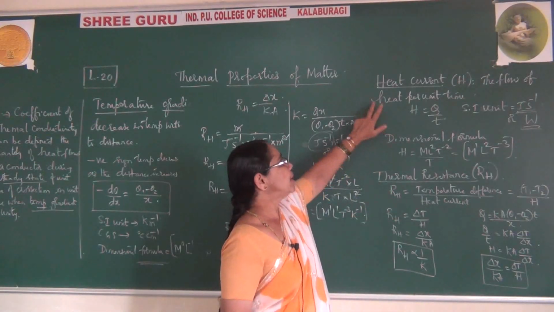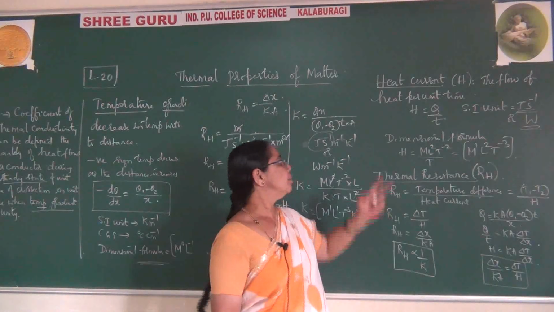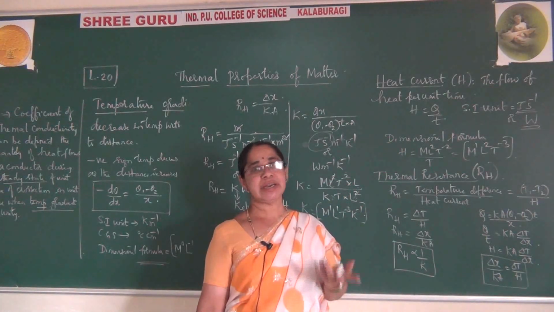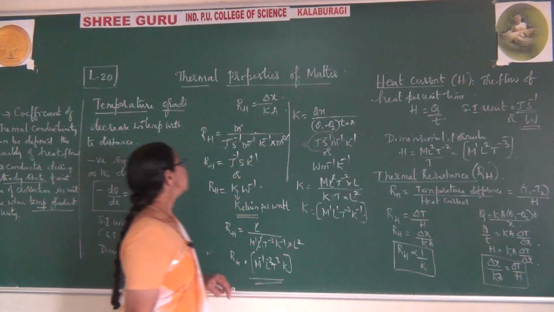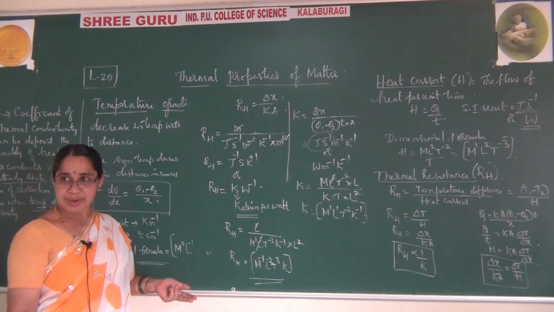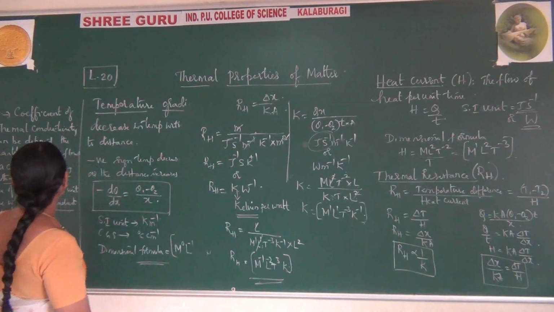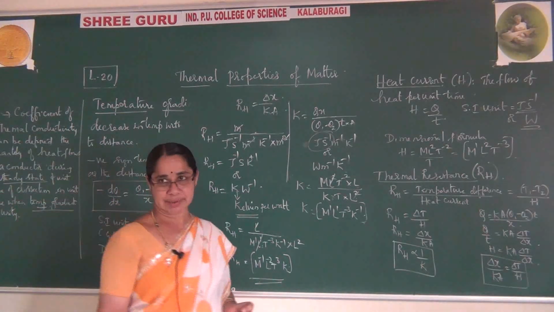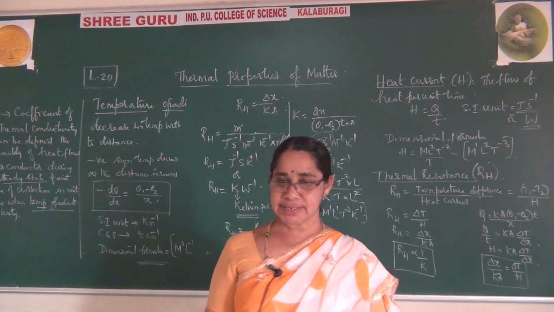You will understand this concept. Similarly, you come across heat current. Based on that, you can expect any of three questions: its definition, SI unit, or dimensional formula. And also, today we have learned temperature gradient. With the help of temperature gradient, you can also define coefficient of thermal conductivity. Hope you understood all these things, right?